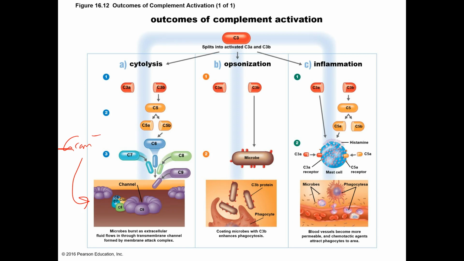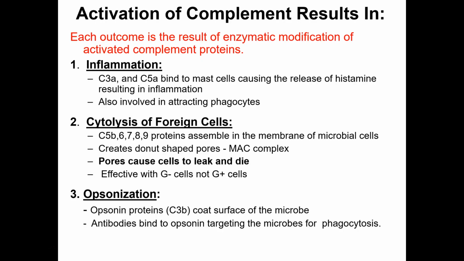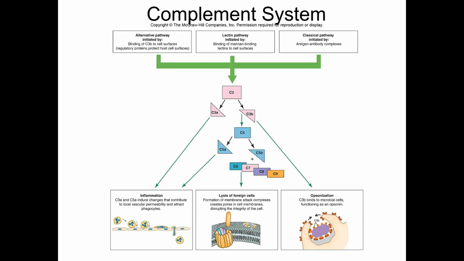Now, the third role is opsonization. This is assisting in phagocytosis. As I mentioned, opsonization is just a really fancy term for coating or covering something. So C proteins will bind to the surface of pathogens, making it easier for your white blood cells to grab them. An opsonized pathogen is much easier to phagocytize than one that is not. So, we have three pathways of activation. Doesn't matter which pathway you pick, you end up with the same three roles.